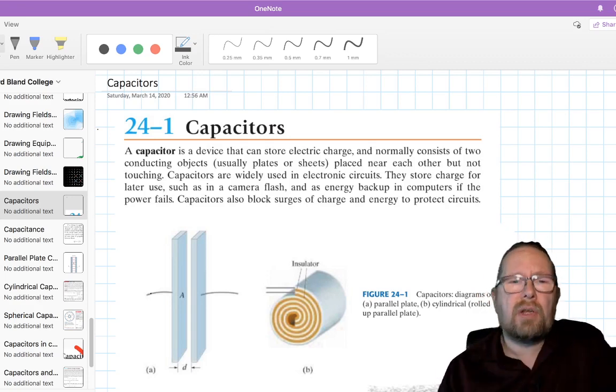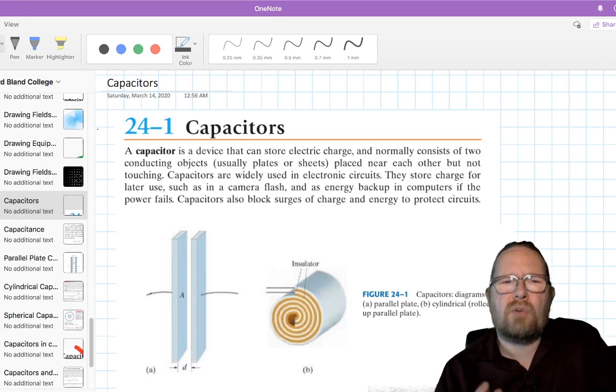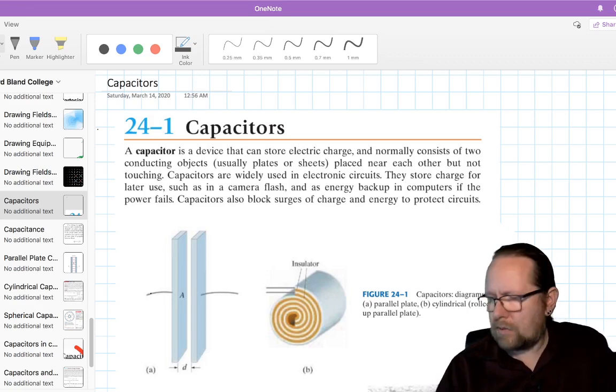So I'm going to do a really quick intro to capacitors today just so we're familiar with the vocabulary. I don't think I'm going to assign any chapter 24 homework at all. We're just going to do this quick intro, then go right into chapter 25 with resistance and simple electrical circuits.